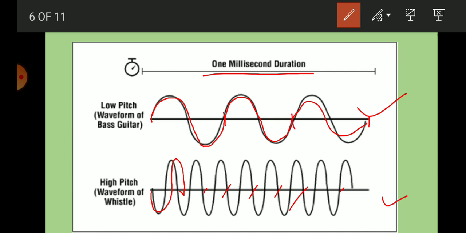means frequency is more. And frequency means number of oscillations or number of vibrations per unit time. So here in 1 millisecond there are 3 pulses or 3 oscillations you can say, and in the second there are 7. So the second one is high pitch sound.